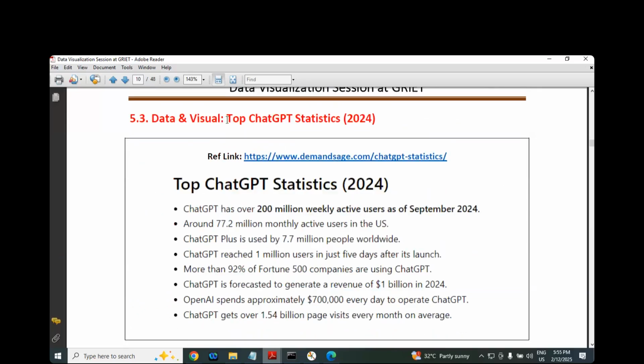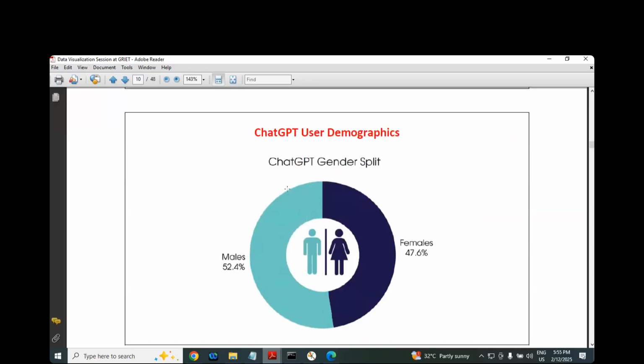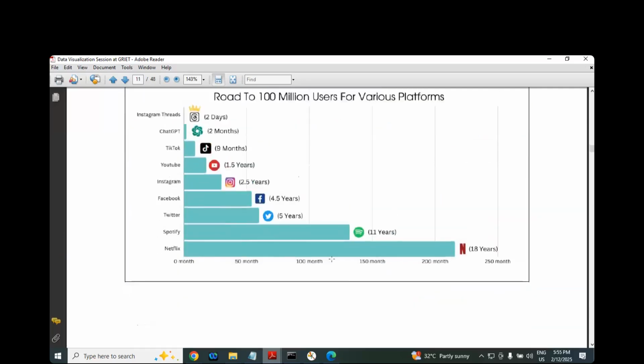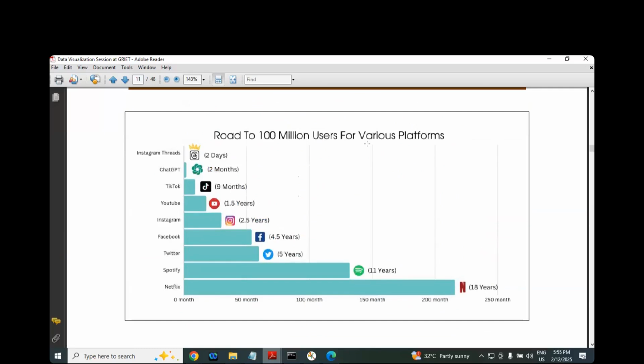Data visual, top ChatGPT. ChatGPT has how many users, sir? 200 million users actually. Very good. This is called a donut chart, kind of a pie chart also you can say. Women are 47% and men are 52%. Now like this you can see 100 million users for various platforms.